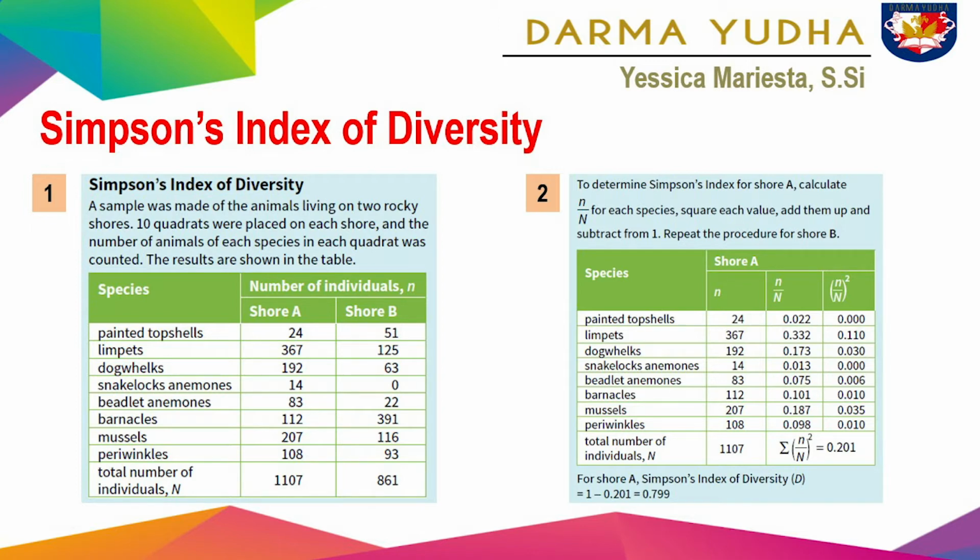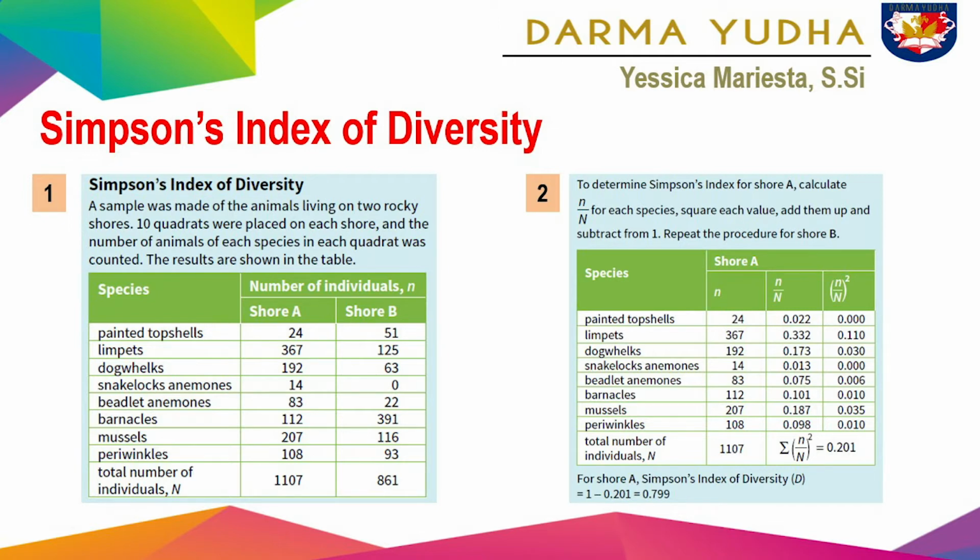How do you get that number? You can see that for the painted top shells, the lowercase n number is 24. And then the total number of individuals for shore A is 1,107. So how do you get the number 0.022? You just divide 24 by 1,107. So we got 0.022. So you repeat it for the next species, and then after you got the values, you square each of the values, and then you got the result on the next column.